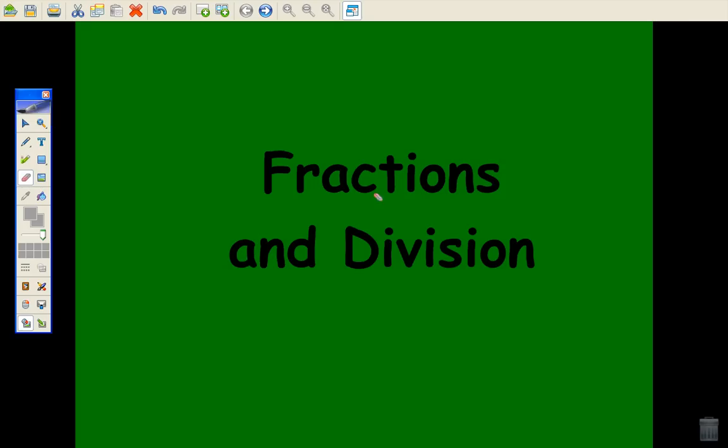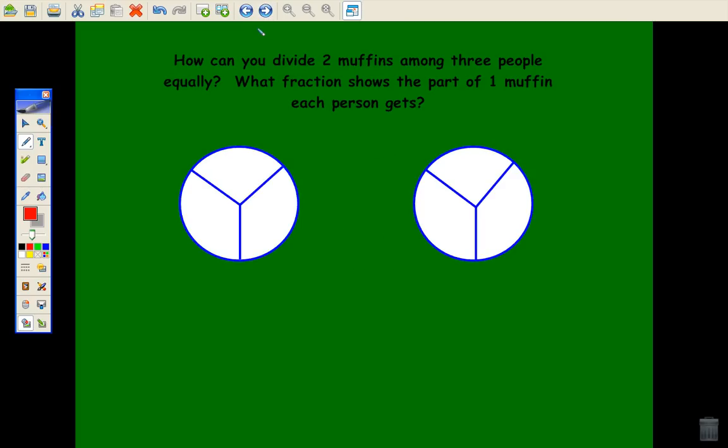Today we're going to talk about how fractions and division go hand in hand. Because whenever you are making a fraction, you're actually dividing a whole into pieces, which is the process of division. So let's look at an example. It says, how can you divide 2 muffins among 3 people equally? And then it also says, what fraction shows the part of 1 muffin each person gets?